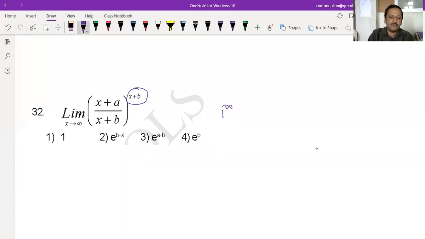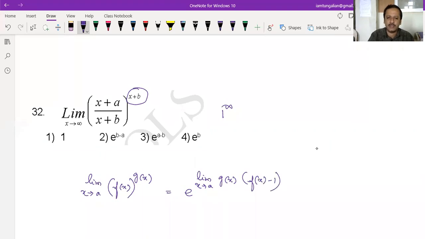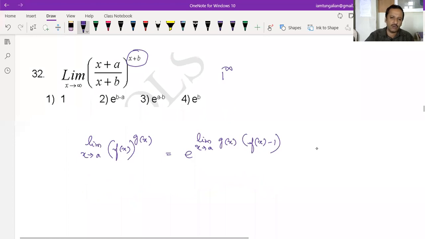When it is of the form 1 power infinity, then I have given you one formula. What is that formula? Suppose you have limit x tends to a of f of x to the power g of x. If it is of the form 1 power infinity, then this will be equal to e to the power limit x tends to a of g of x into f of x minus 1. So I can use that formula here.